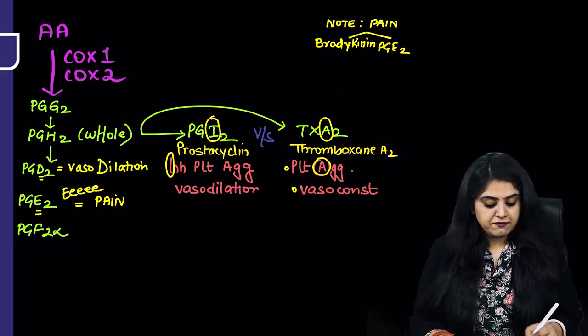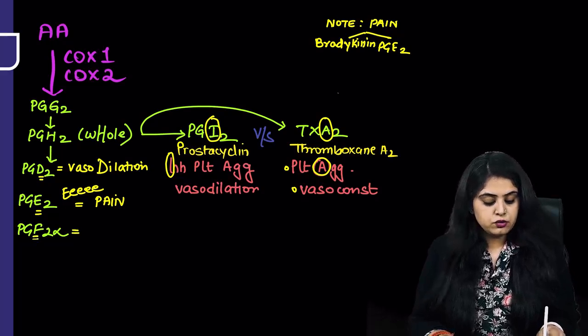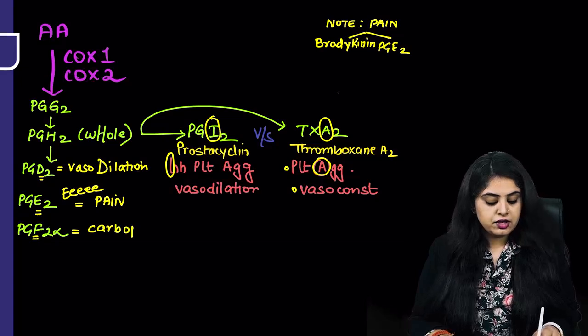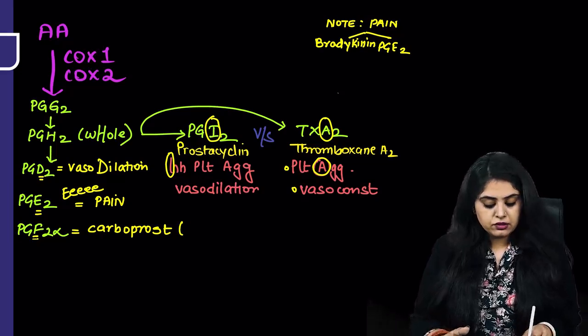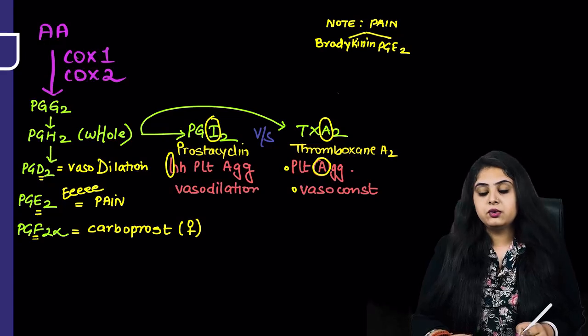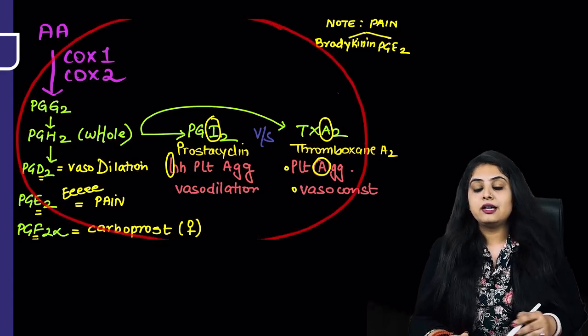Now coming to PGF2 alpha, with F you will learn something to do with female. So in gynae there is a drug which is known as carboprost, which is used for cervical ripening. So remember, it is going to be associated with a female drug. Okay, these are all your arachidonic acid COX pathway.